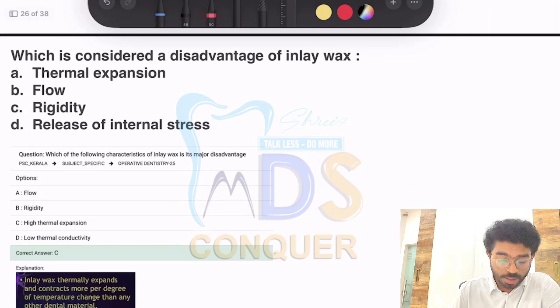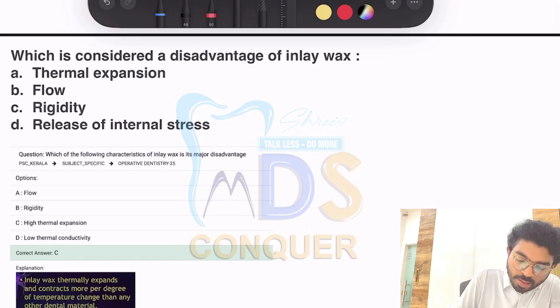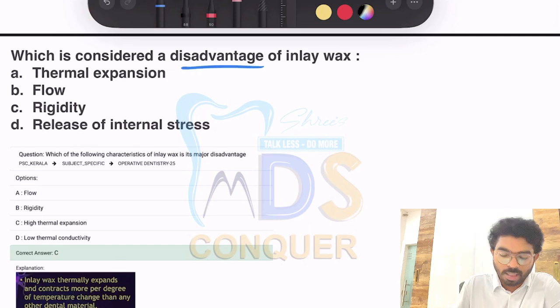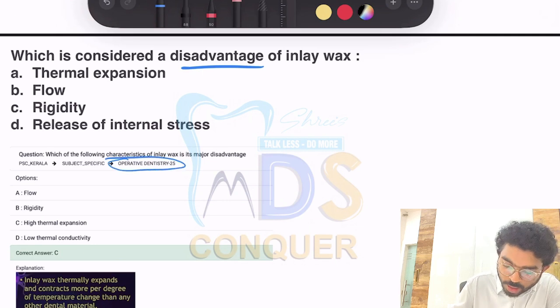Coming to the question: which of the following is considered as a disadvantage of inlay wax? I don't want to talk much about this. Straight away, the question was a repeat from the operative dentistry 2025 paper.